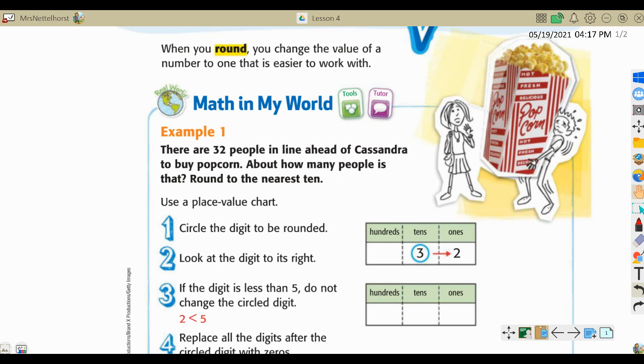Okay, so example number 1. There are 32 people in line ahead of Cassandra to buy popcorn. About how many people is that? Round to the nearest 10. Now the key word here is about. When you see the words about how many, you're going to think to yourself, I don't need to know the exact number, not how many people, but about how many.